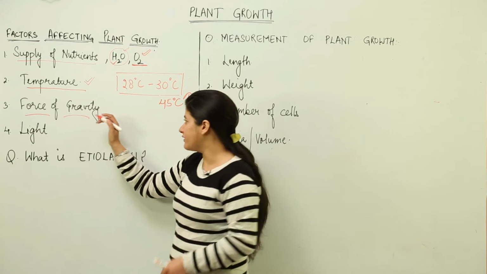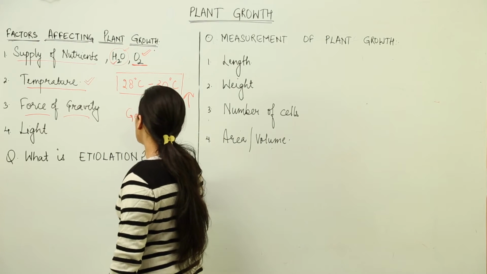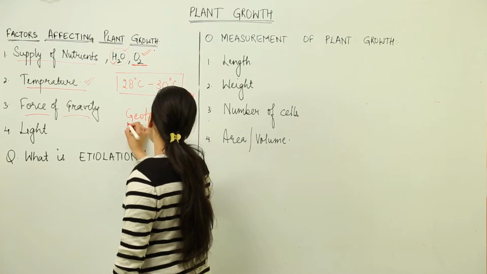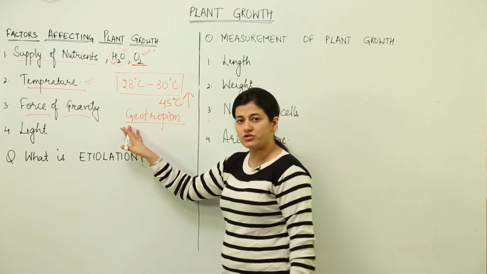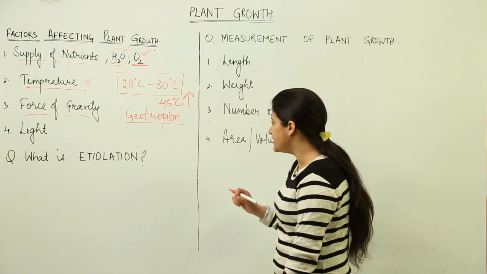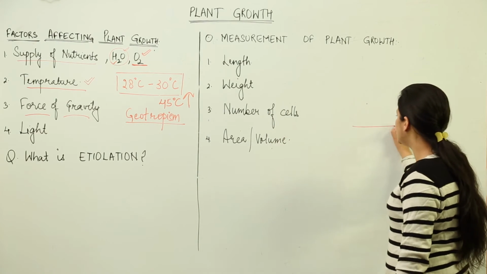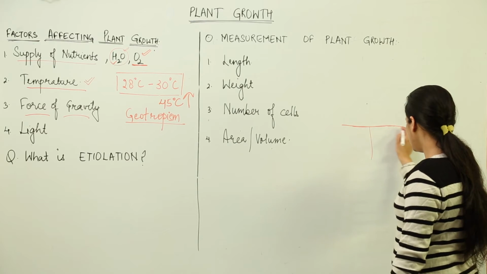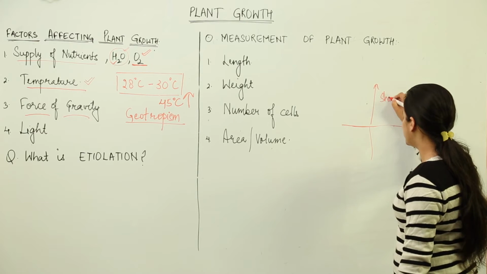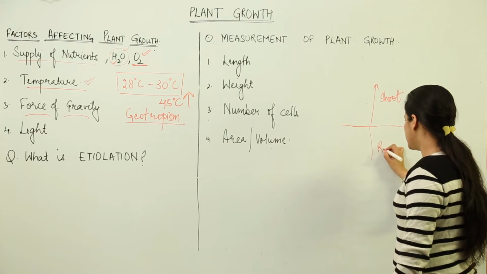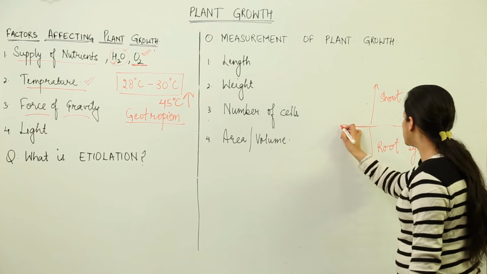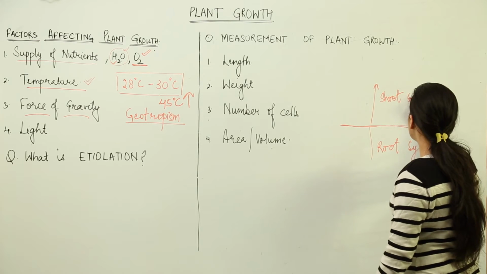Then there is force of gravity, and we use the term geotropism. Geo is used for earth and tropism is a type of response to the stimulus. So when we talk about geotropism, we are talking about how the force of gravity influences the growth of a plant. For understanding geotropism, consider that this is the soil surface and this is the plant, this is the shoot, just for understanding purpose, and this is the root system below the soil.